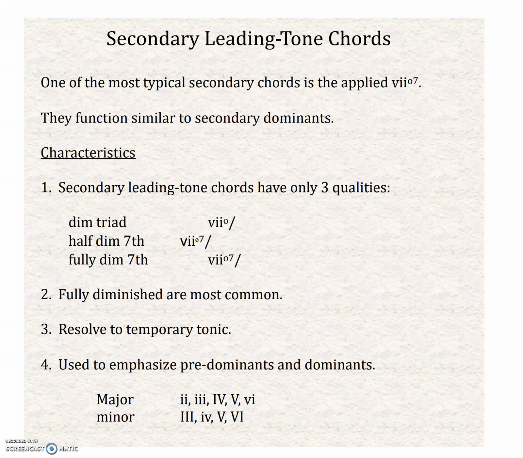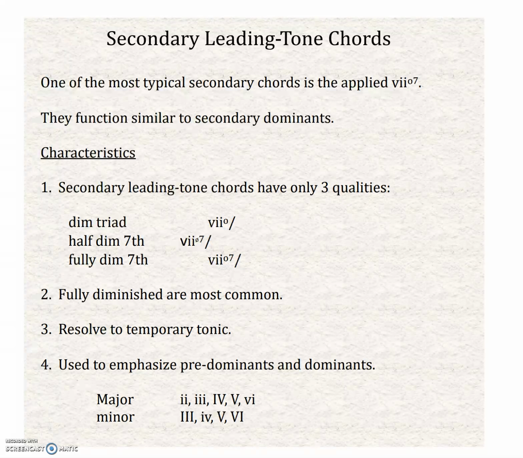Okay, secondary leading tone chords. Because 7 also has a dominant function, we can use 7 as a secondary chord as well. So one of the most typical secondary chords is the applied 7/7, and they're going to function exactly the way secondary dominants do. Secondary leading tone chords are only going to have 3 qualities. You can have a diminished triad, a half diminished 7th chord, or a fully diminished 7th chord. Fully diminished are the most common.